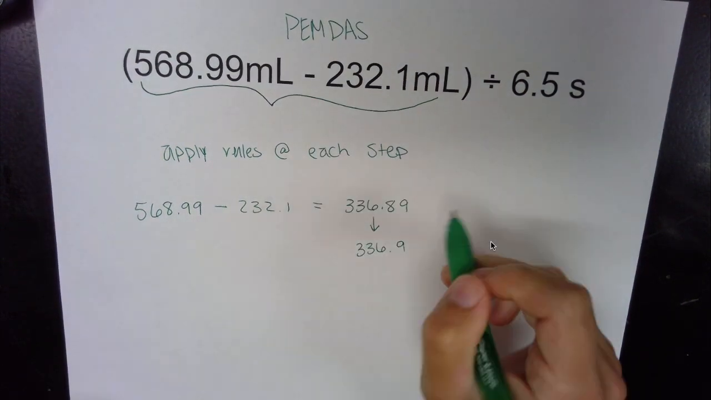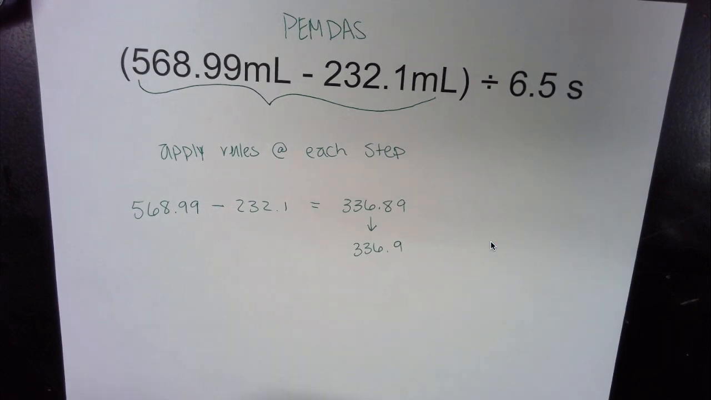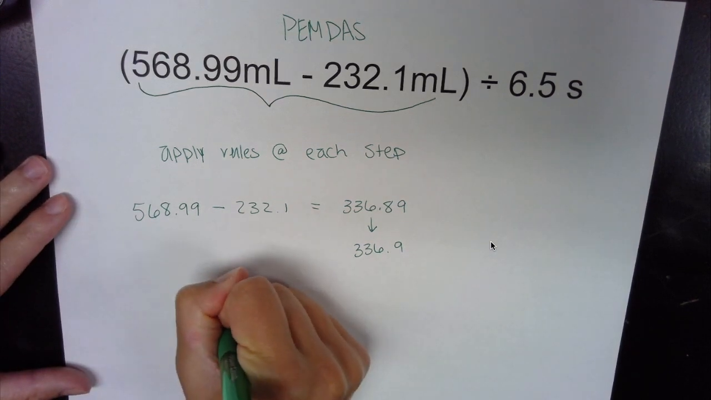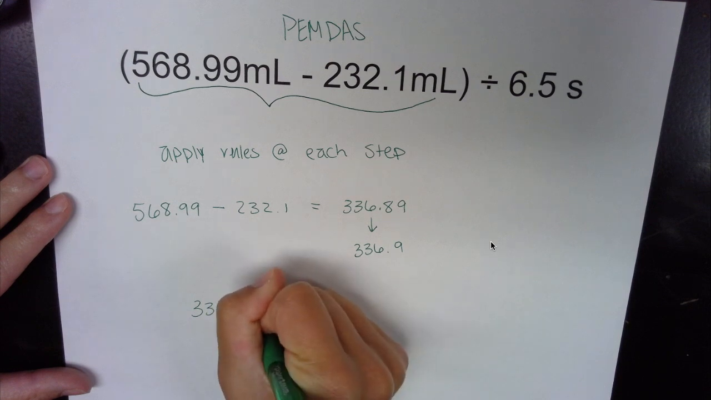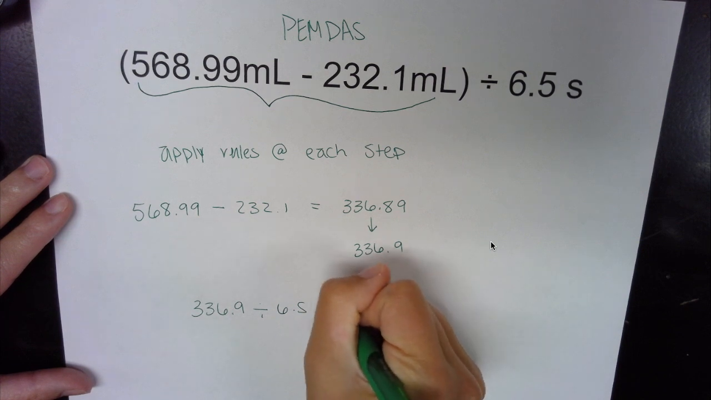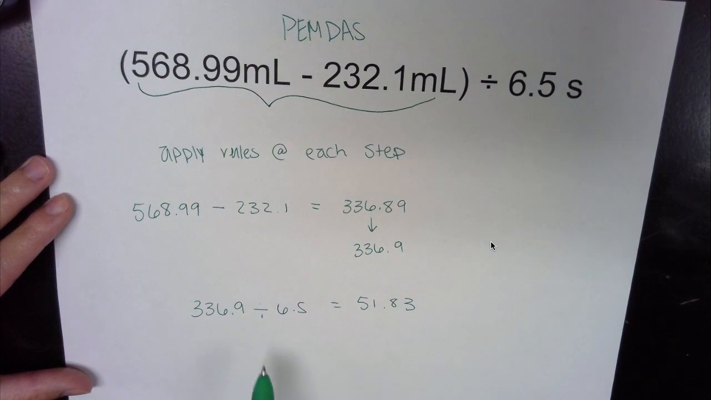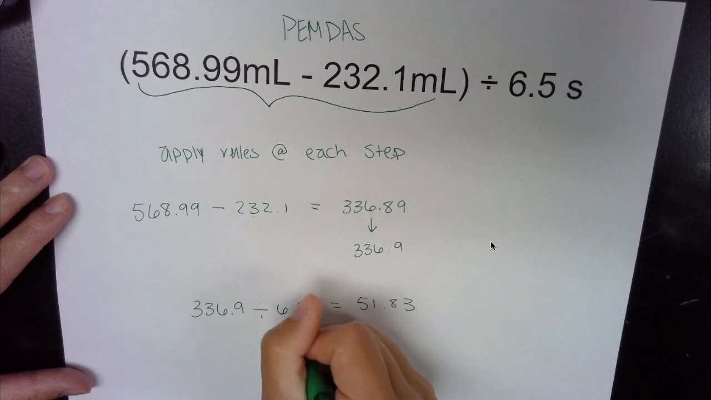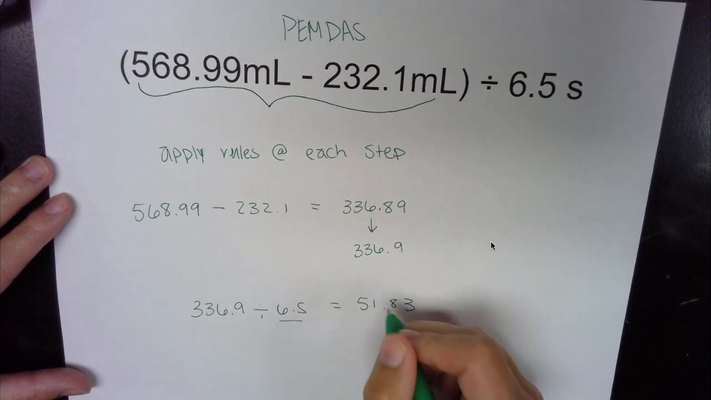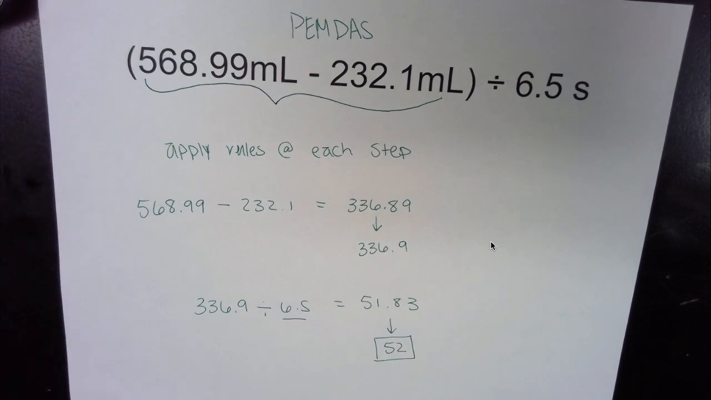Remember your rounding rules. Anything above 5 goes up. Anything below 5 goes down. 5 goes up. Okay. Then we take this 336.9 divided by 6.5, and you get 51.83. For multiplication and division, we want to keep the lowest number of sig figs total, so we're going to go ahead and round that to 52, and that would be your final answer.